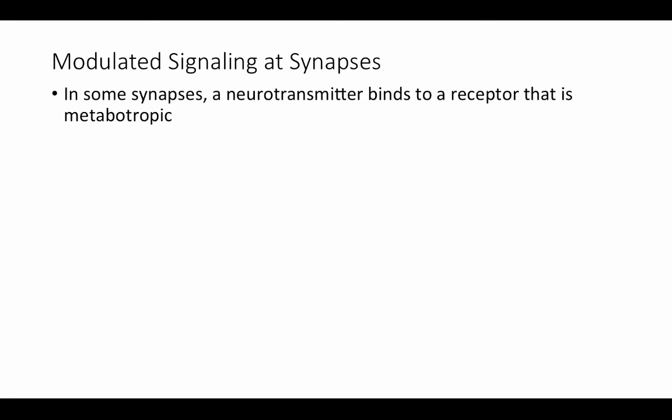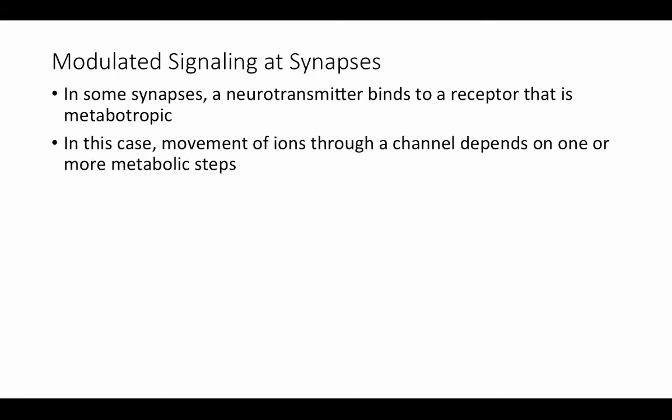But in some cases, there are more steps involved, and we call these neurotransmitter receptors metabotropic. So let's take a look at the different steps that this involves. In this case, movement of ions through a channel depends on one or more metabolic steps. So it's not going to happen immediately as a result of the ligand binding. There are going to be more steps.